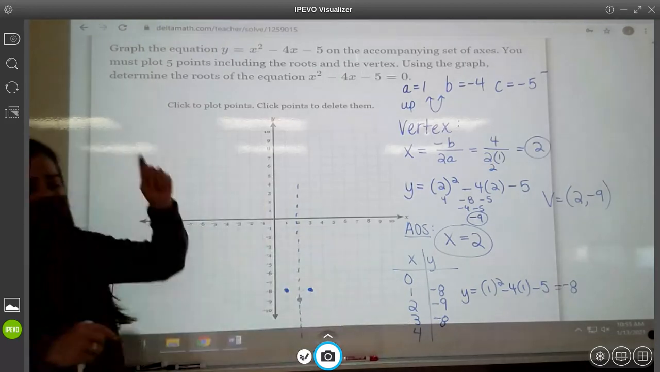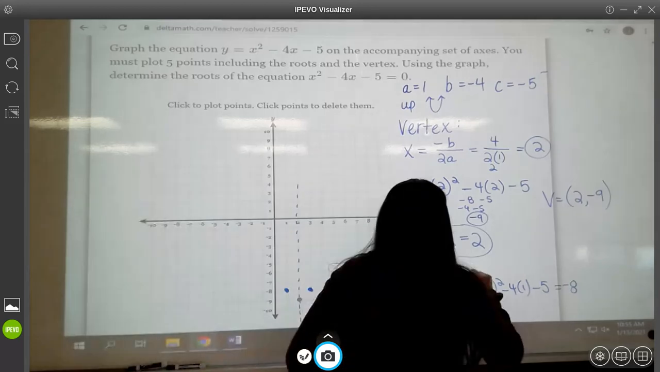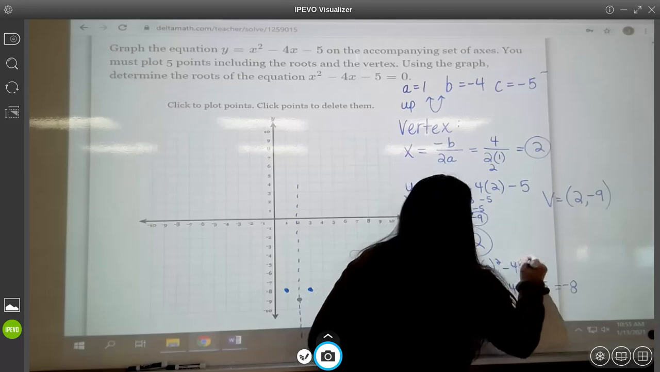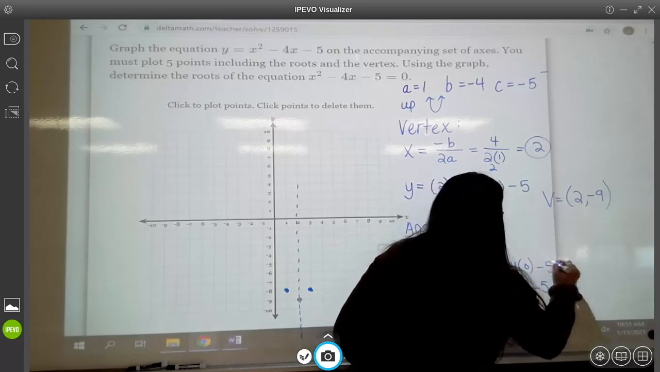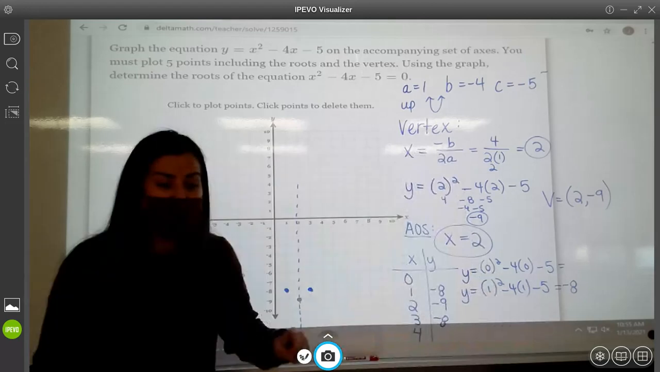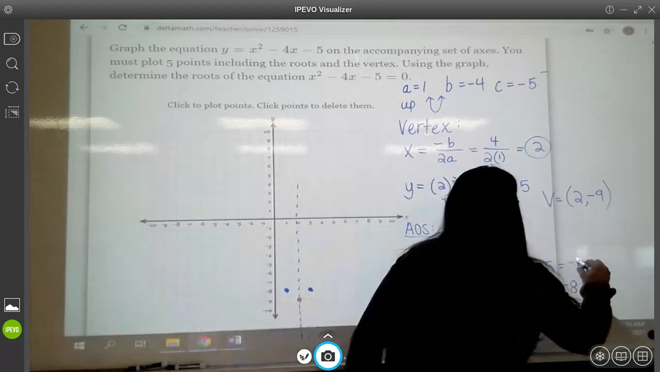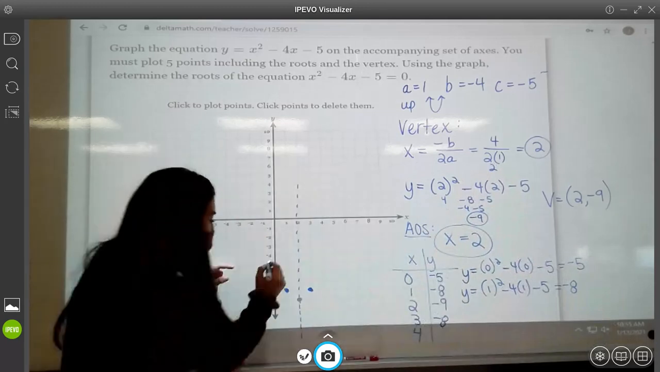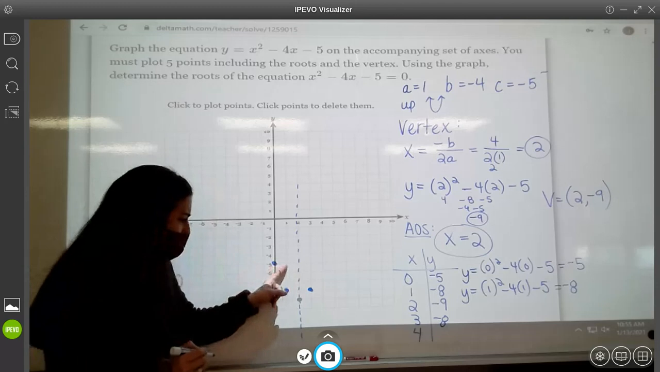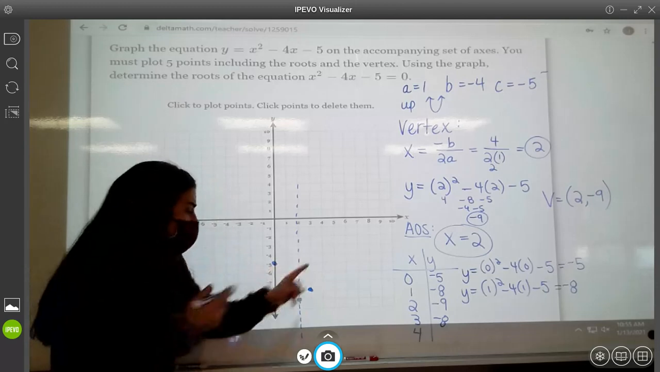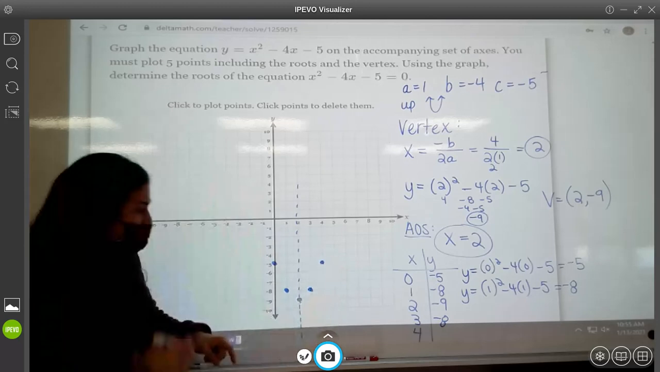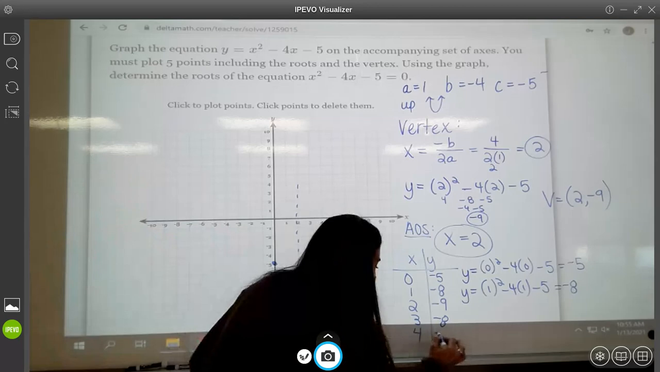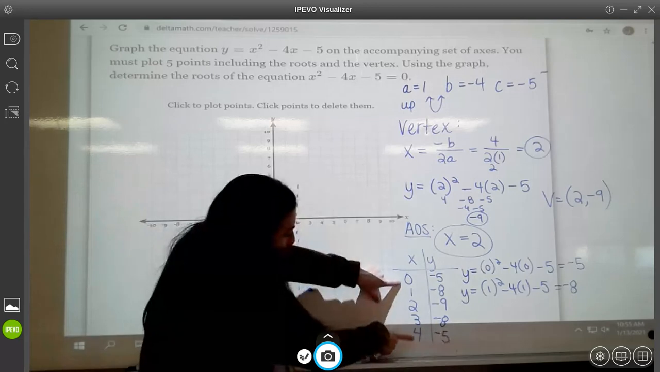All right, now let's plug in 0 and get our final points. So y will equal, plug in 0, square it, minus 4 times 0, and then minus 5. And you should get -5 to come out when you plug that into your calculator. All right, so (0, -5). So you see how it's 2 spaces away from your AOS? 2 spaces away on the other side, there's that matching point. So that means anybody who plugged in 4 would have also got a -5 to come out. Right, and then there's that matching.